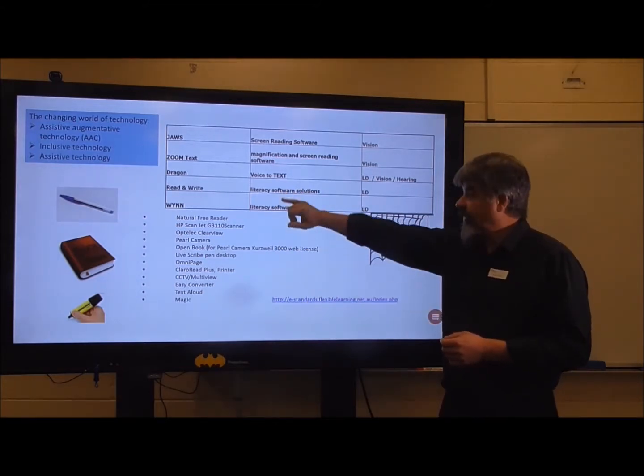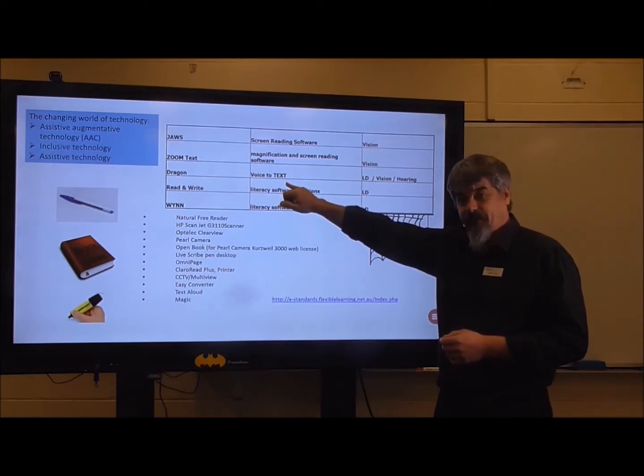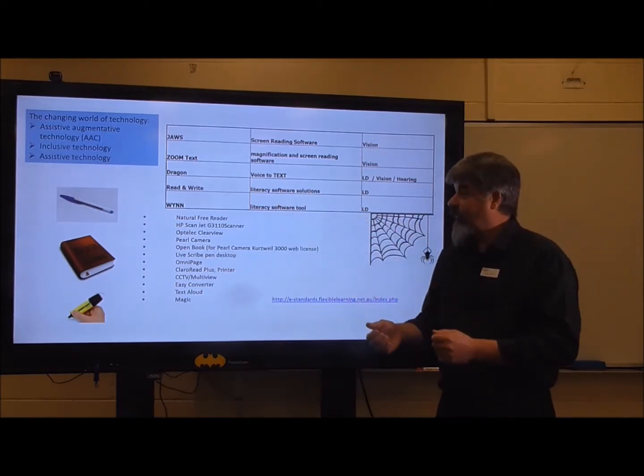So cost, for example, Dragon for a license to a desktop is around $500, or was at the time, up to $800. You can actually get that for free as an app. I know which one I'm going for already.